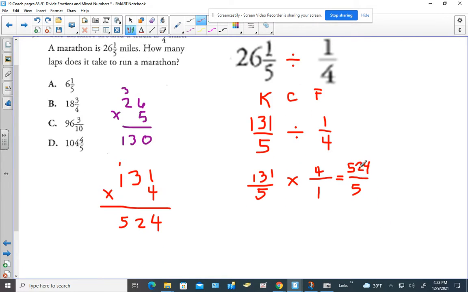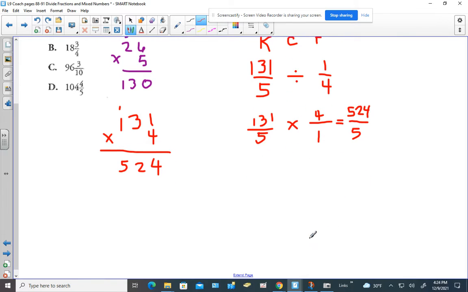All right, now this is an improper fraction. We need it to be a mixed number. All these are shown as mixed numbers. That means we need to take this number and divide it by this number. So that's where you're going to finish up. We're going to take the 524 and we will divide it by 5. I'll get you started and then you'll finish up.